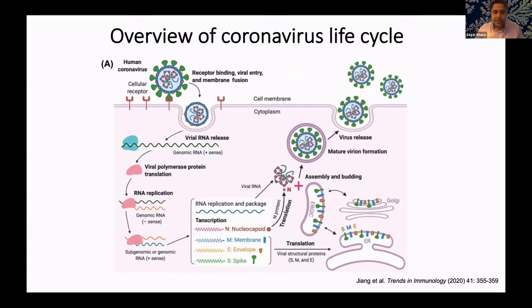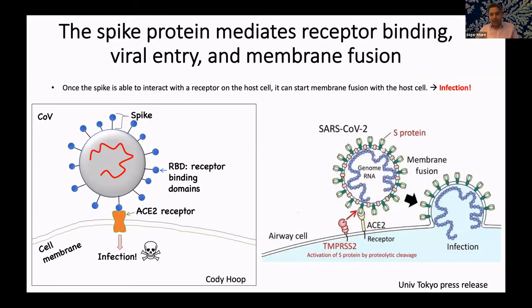A key step in this process is the first one, which is the binding of the spike to the receptor and the associated changes that lead to membrane fusion and the entry of the virus. So with that in mind, let's think about how that happens. Let's start simply from a cartoon representation.